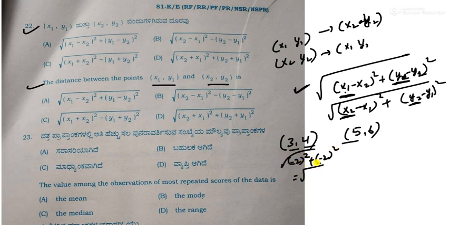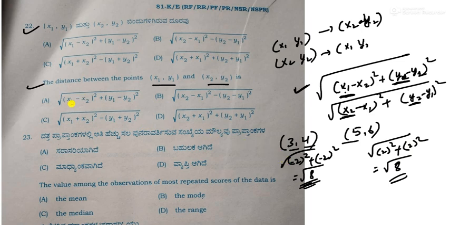It is root 4 plus 4 root 8. Now if I do it like this, 5 minus 3, here also I'll get 2 whole square, plus 6 minus 4, 2 whole square. Here also I'll get 4 plus 4, 8 only. So the final answer remains the same.